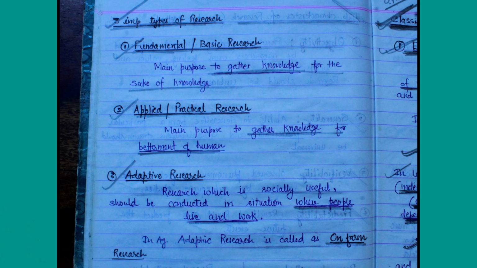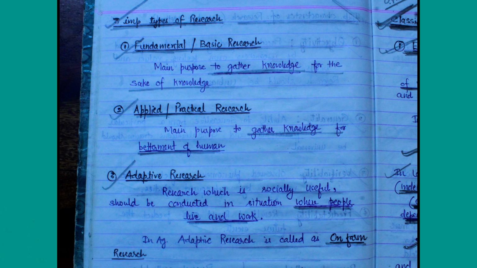The first one is fundamental research or basic research, whose main purpose is to gather knowledge for the sake of knowledge. For example, your basic sciences, chemistry, physics, botany, zoology, they do basic research, pure science. So the knowledge base is being updated so that on the basis of this we can build research in allied sciences. For example, in extension, the basic research will be in the fields of psychology, anthropology, sociology, right? So pure communication. On the basis of that, we can now adopt research in our extension.